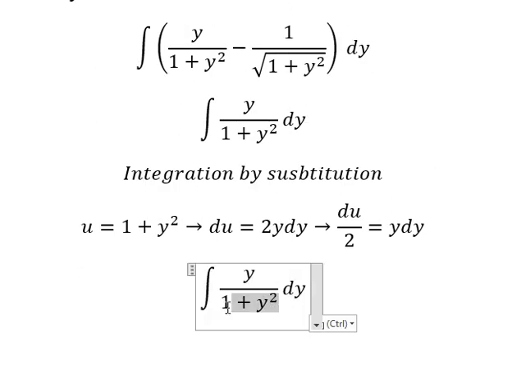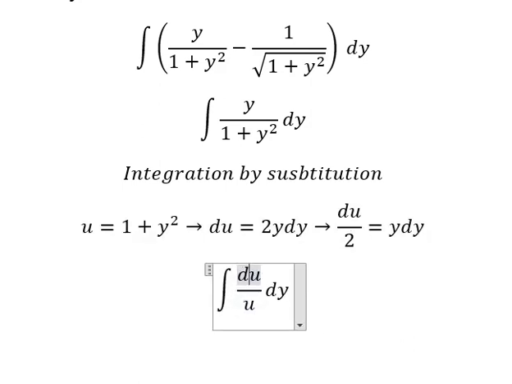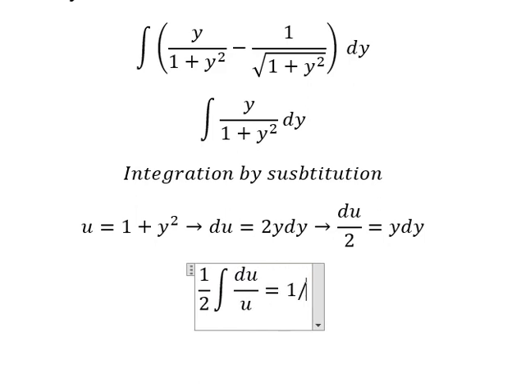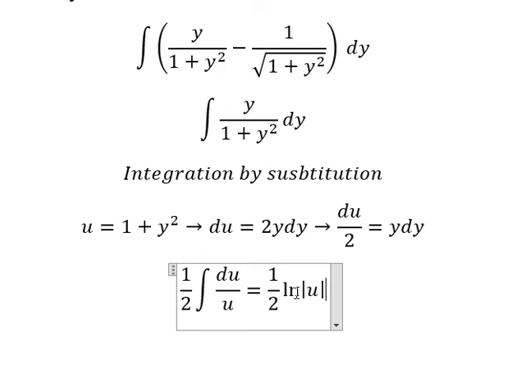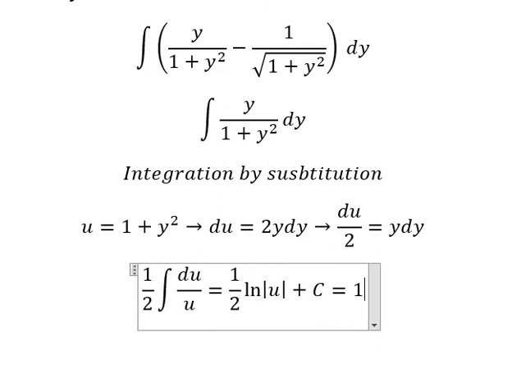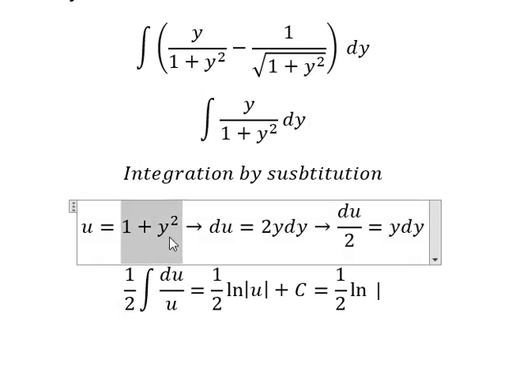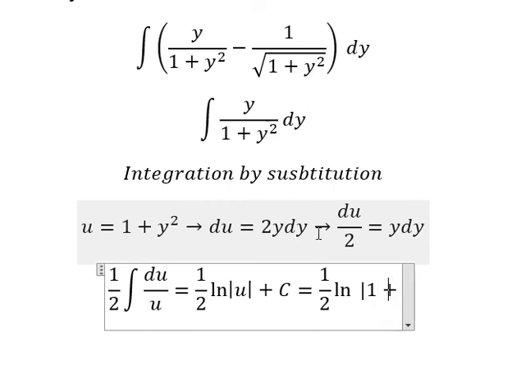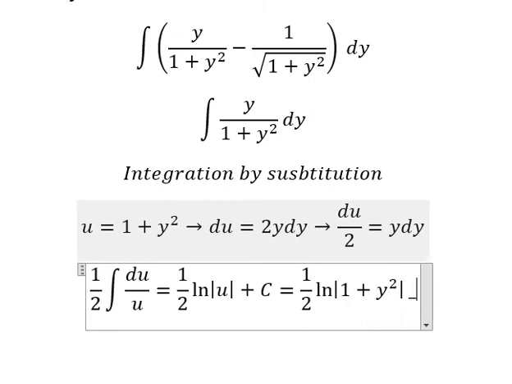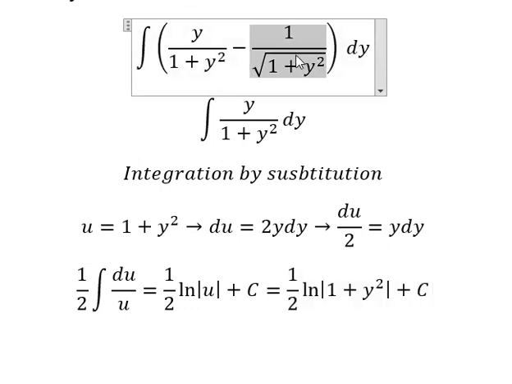So this one we change by u. y dy we change by this one. The integration of du over u, we have ln of the absolute value of u, and I will put c. About u, that is about this one. And this is the answer. Now let's go to the last one.